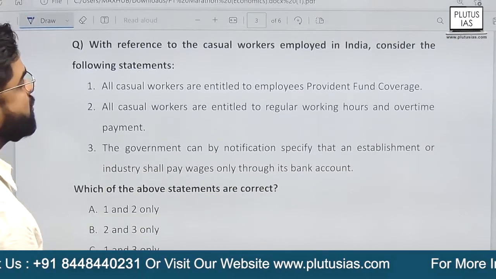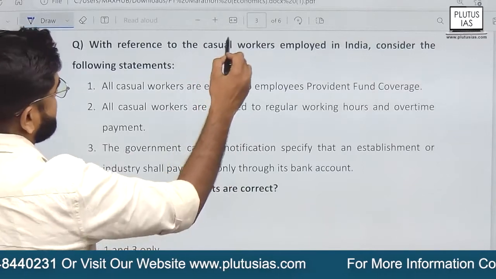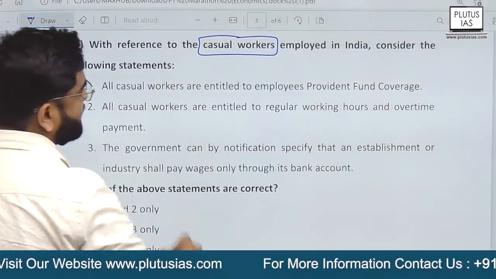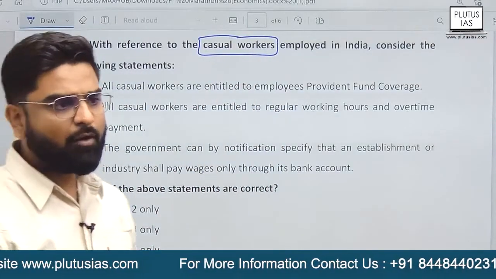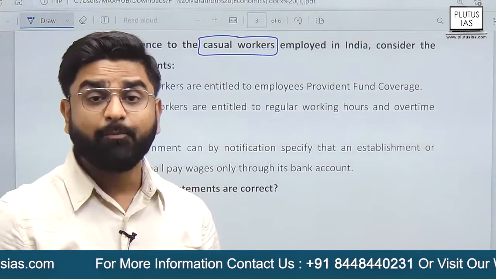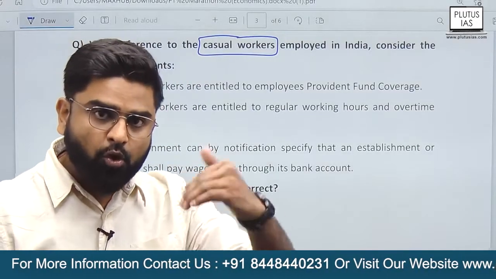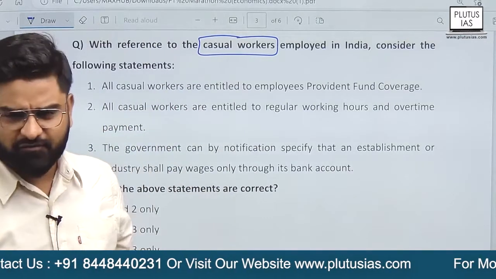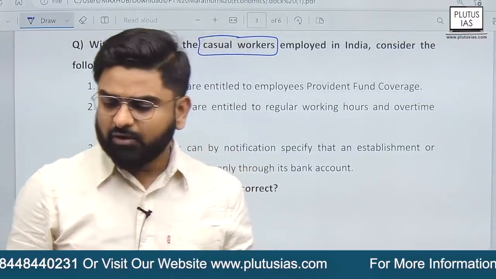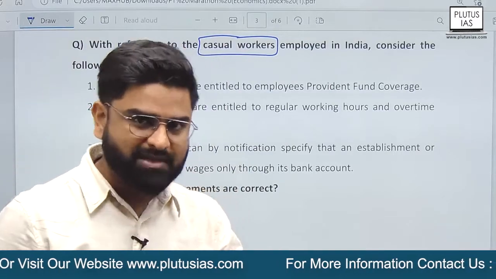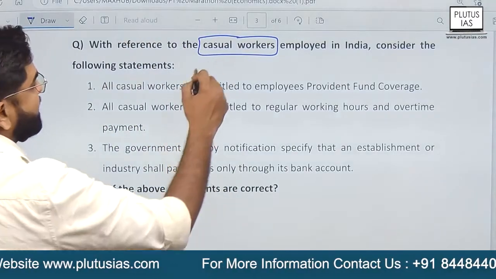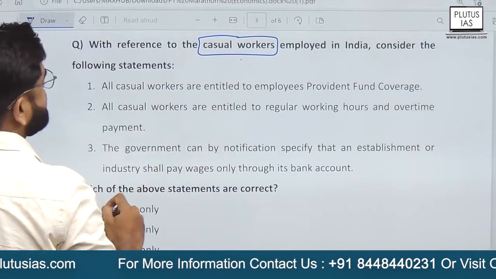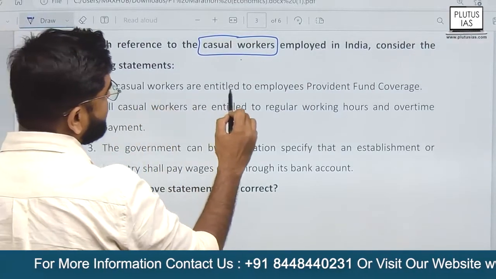With reference to casual workers employed in India, consider the following statement. We know something about casual work. Okay, casual workers are usually informal workers or contract workers. These are not permanent workers on the roll of a company. Companies involve a few people; nowadays it is the gig economy kind of thing that we use. So it is becoming a very common phrase, gig economy. Please remember this concept. So with reference to casual workers employed in India, consider the following statement. All casual workers are entitled to EPFO.